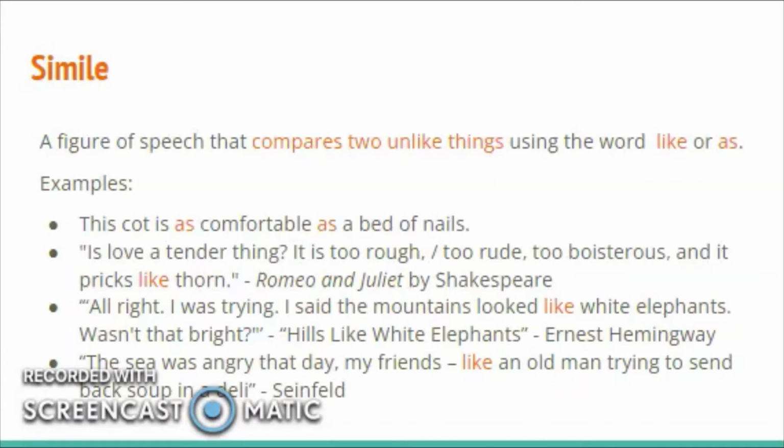All right, I was trying. I said, the mountain looked like white elephants.